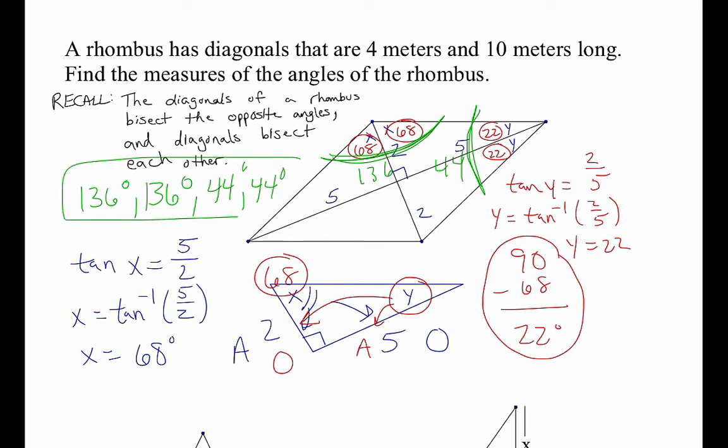Remember, there are 4 angles, so I should list all of them. But I know that this angle is going to be the same because it's opposite. I know this angle is going to be 44 because it's opposite. And in a rhombus, the opposite angles are the same. So there's an example that started out as a rhombus, but because of the right angles in that rhombus, I could get right triangles, which allowed me to use the tangent function to find my angles.